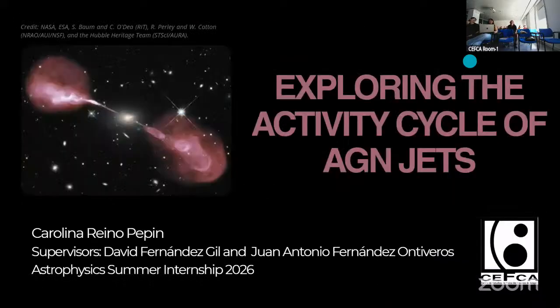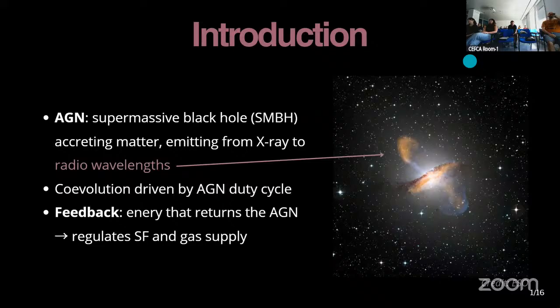Okay. Next one is Carolina, who's going to talk to us about exploring the activity cycle of AGN jets. Well, hi everyone. As Juan introduced me, I'm Carolina, and I'm going to talk about the activity cycle of AGN. Most galaxies host a supermassive black hole in their center. When this black hole is accreting matter, we say that it's an active galactic nucleus, or AGN, which emits in all wavelengths going from the X-ray to the radio. Most of this emission is non-thermal, in the form of synchrotron emission, as we can see in the jets here.